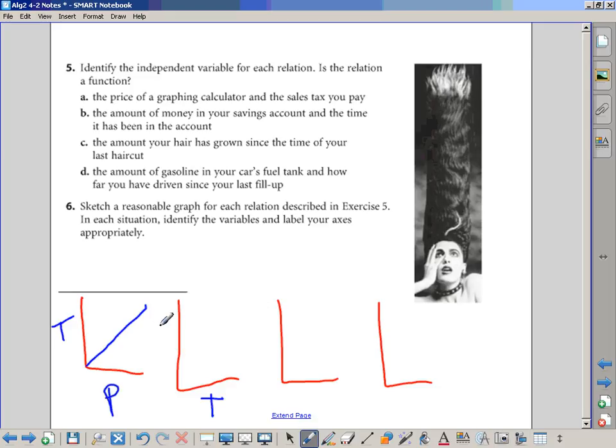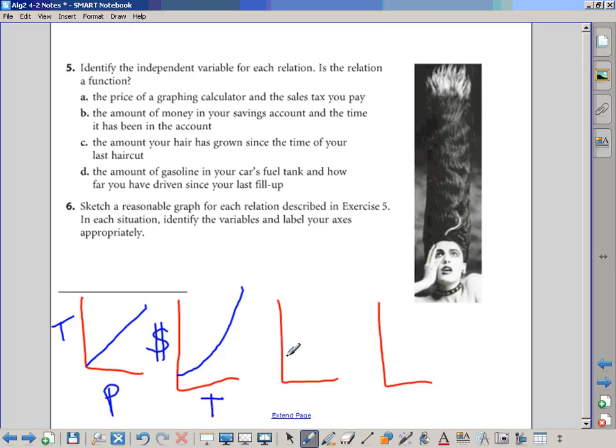B, the amount of money in your savings account and the time it's been in there. That's going to be time and the amount of money. As time goes on, let's say you make an initial deposit, your money should grow like that. That's going to be a function because for any given moment in time, you're not going to have two different amounts in your savings account.